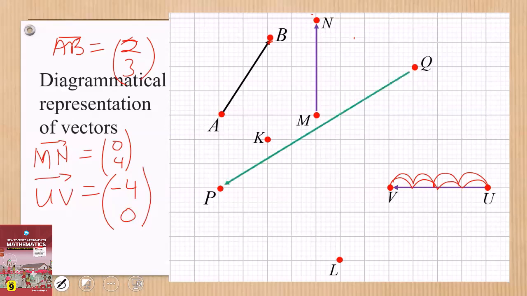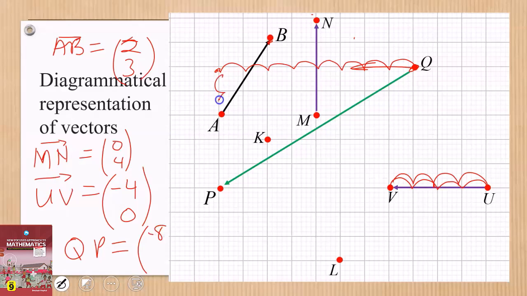Then let's try vector QP. Starting from Q, we head towards P. What will be the vector? Because we are starting from Q and going to P, we move on the x-axis in the opposite direction, 1, 2, 3, 4, 5, 6, 7, 8, so that will be negative 8. Then downwards 1, 2, 3, 4, 5, so negative 5 as well. So the vector QP becomes (-8, -5).